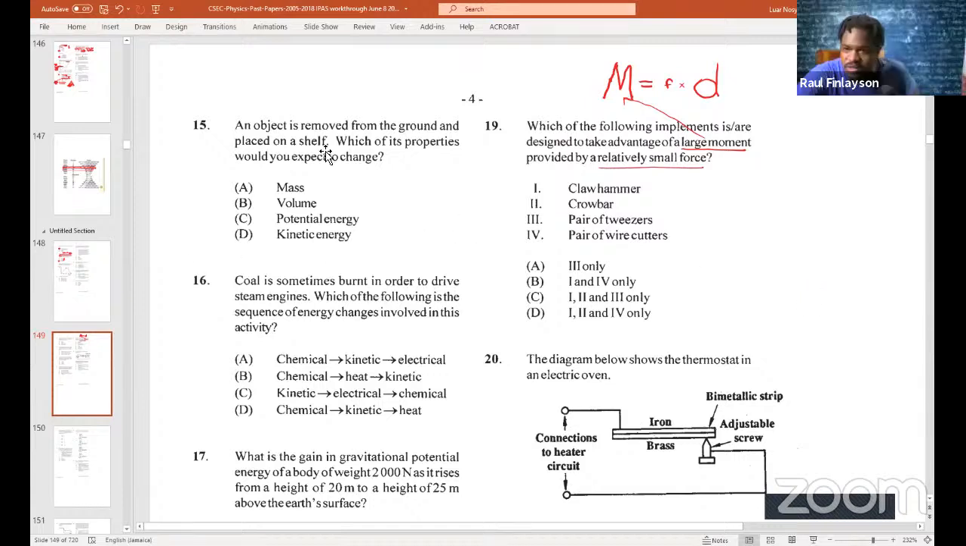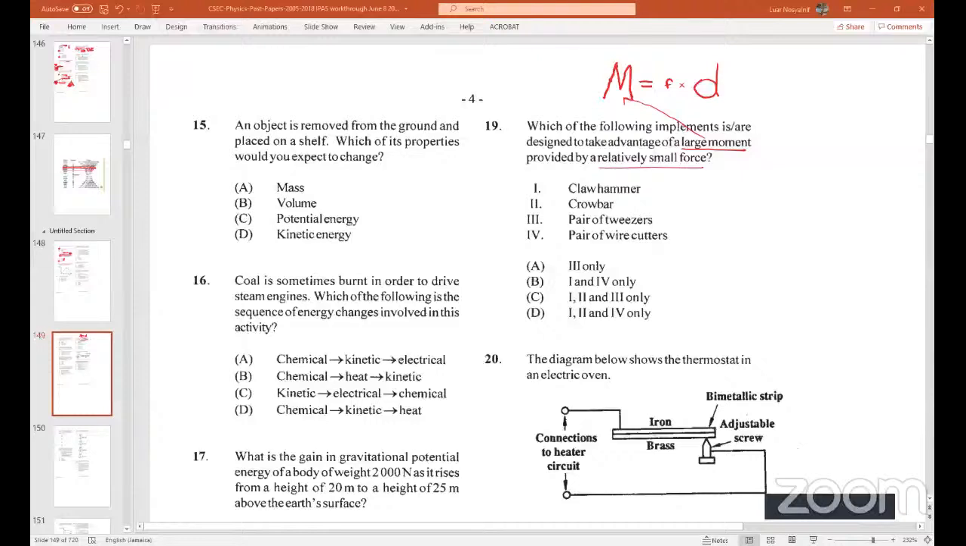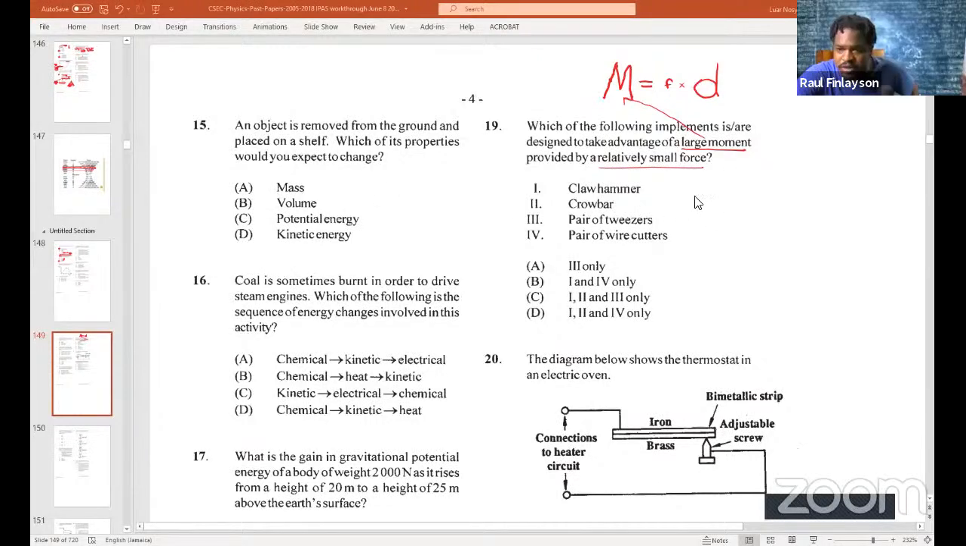But notice that this D is written bigger than the F. This is showing the size of the distance. So if you can use a small force to get a large moment, it means that the distance has to be large. You see that? All right, therefore, we are looking at the options here.